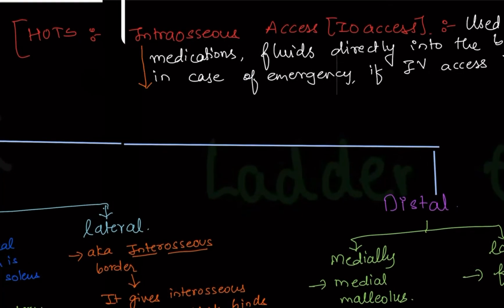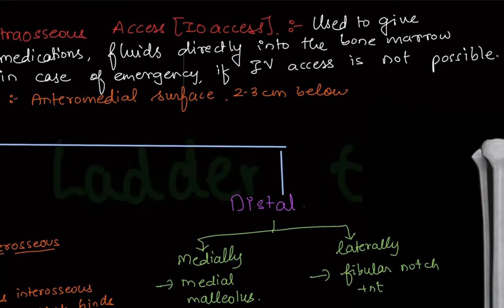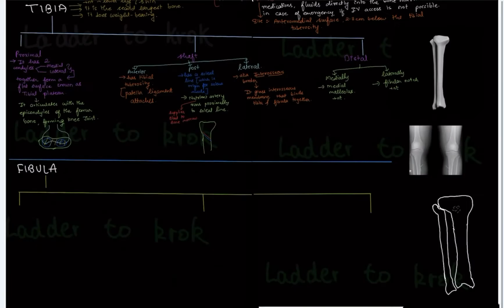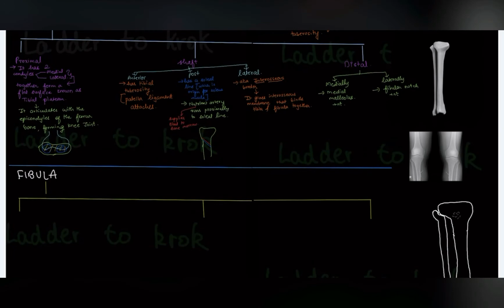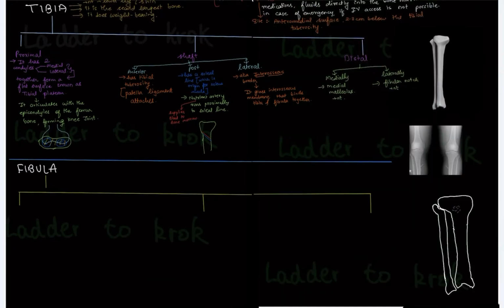Okay, the site or the location for it is anteromedially, on the anteromedial surface, 2 to 3 cm below the tibial tuberosity. Where is it? Below the tibial tuberosity, 2 to 3 cm below. Okay, so this was all about the tibia. So now let's start with the fibula bone.